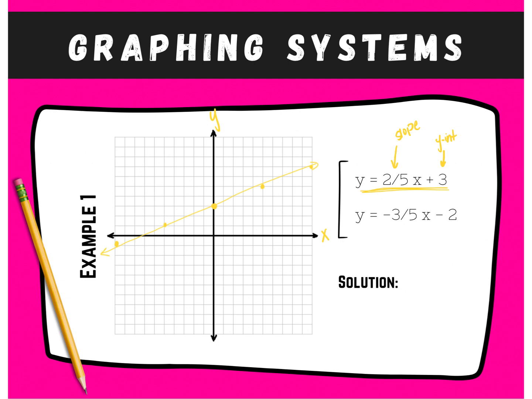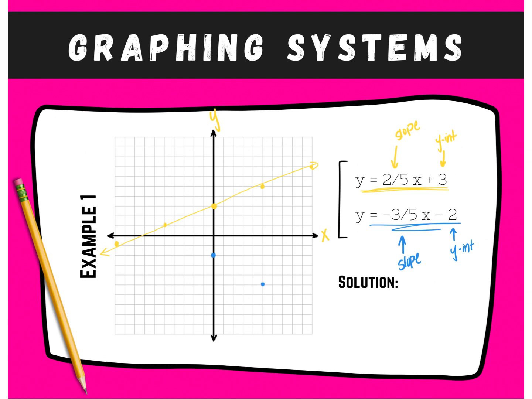So this is half of my system. To graph the other half, I'll switch to blue. I need to start with my y-intercept, which is at -2. So again, I go to my y-axis, I go down 2. And then my slope on this one is -3/5, which means I need to go down 3 and to the right 5. Again, we're going to go to the right.